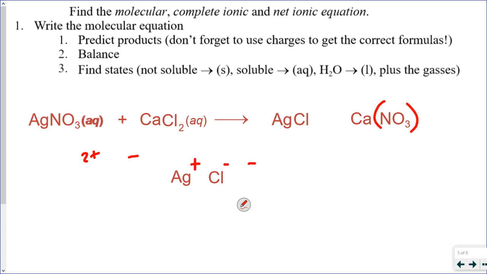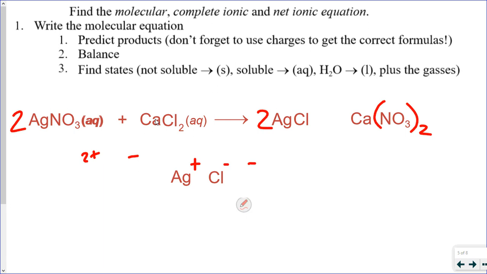So that will end up being what we get in this process. Now, we're done with step 1. Step 2 would be balance. Well, right now, it looks like my problem would be I need 2 chlorides on each side. That gives me 2 silvers, and that would then give me 2 nitrates, but I've already got 2 nitrates in the calcium nitrate. That's my balanced equation.